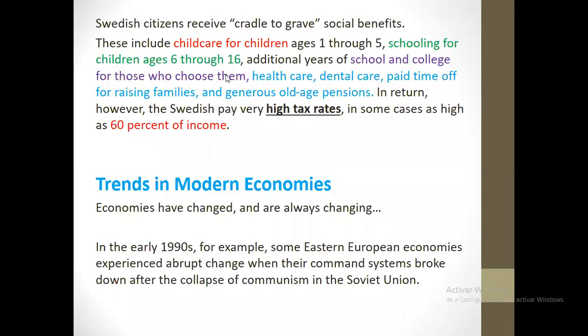Si quiere una universidad, se lo paga el Estado. También el Estado se encarga del cuidado de la salud dental y también los días libres que tienen que pasar con su familia, para cuidar a su familia. Y finalmente las pensiones, que son cuando se jubilan, ¿no? Son muy generosos, son muy buenos. Pero chicos, la diferencia aquí es que in return, however, the Swedish pay very high tax rates.